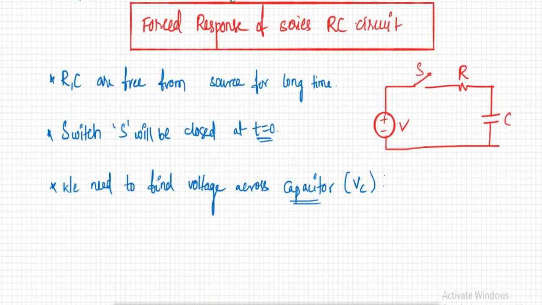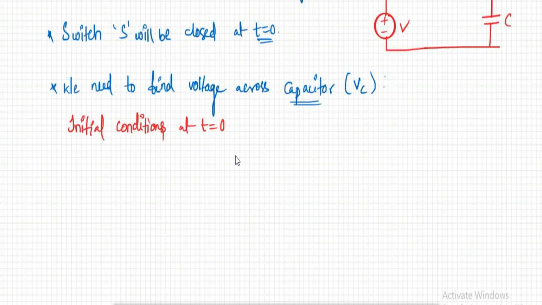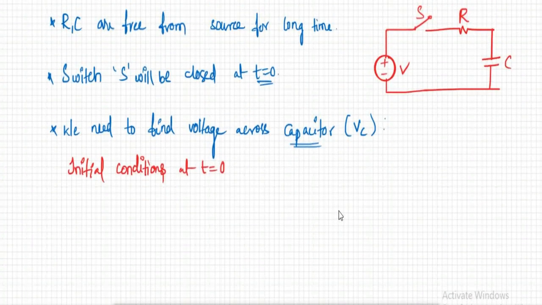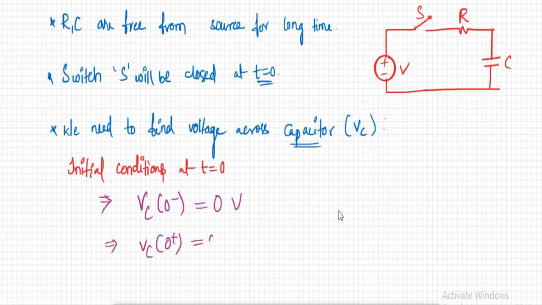Okay, so let us see the initial conditions here. So what are the initial conditions at t is equal to 0? What is happening at t is equal to 0 minus and 0 plus? Just before switching, what is the voltage across the capacitor? Vc(0 minus) is equal to 0 because there is no voltage source before connecting this switch. And what is the voltage across the capacitor just after switching, at 0 plus? That is also 0 because the capacitor doesn't allow sudden changes in voltage.